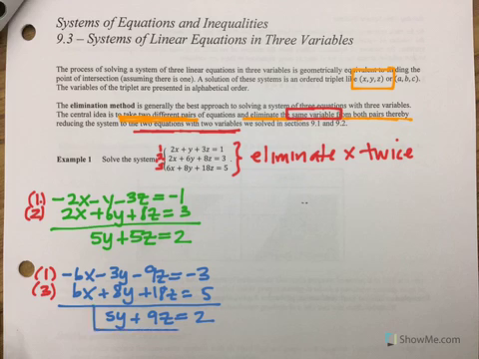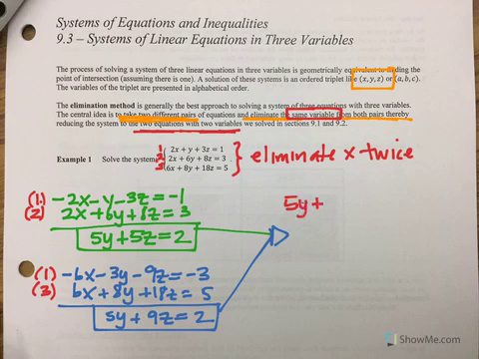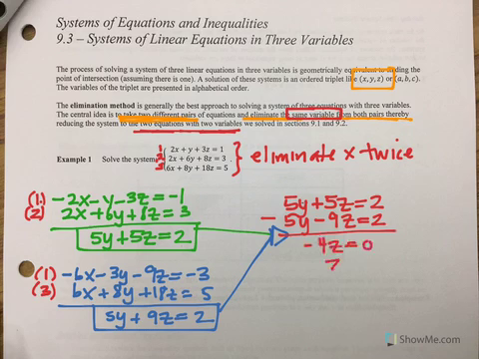So what do I have? Well, I have this equation that's in y and z, and I have this equation that's in y and z, and now I want to bring those 2 equations together to make a system of equations that's only in y and z. That's 5y plus 5z equals 2, and then on the bottom I'll do minus 5y minus 9z equals 2. I get minus 4z equals 0, and I get z equals 0.